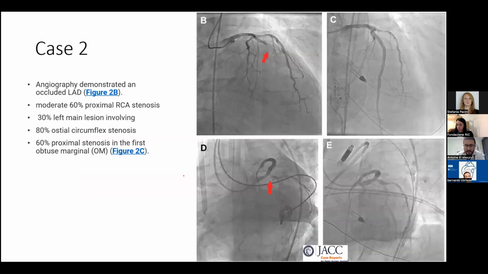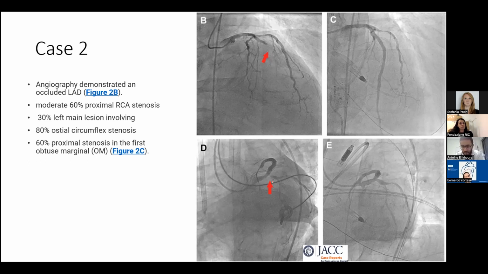So a coronary angiogram was done, and it showed an occluded left anterior descending artery. As you can see in figure B on the red arrow, we have an occluded LAD. We also have disease of the right coronary artery, but here we don't have the image. And we have disease of the circ, an 80% ostial circ stenosis, as you can see on figure D, and a 60% stenosis of the obtuse marginal branch of the circumflex artery.